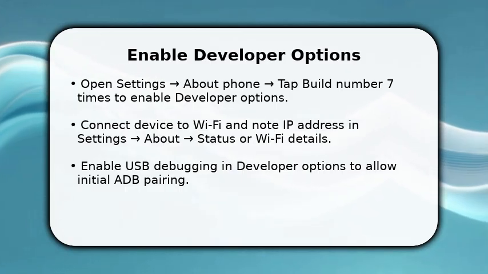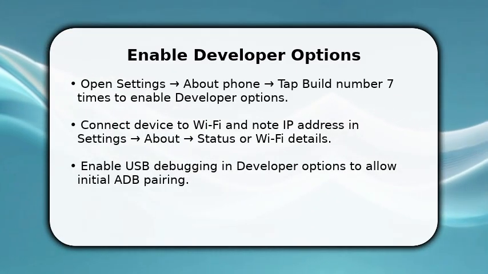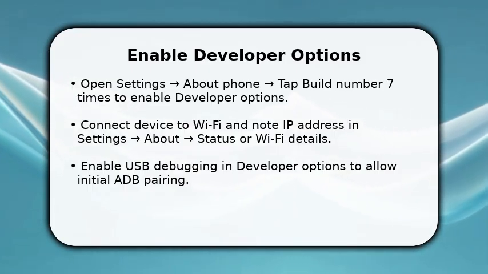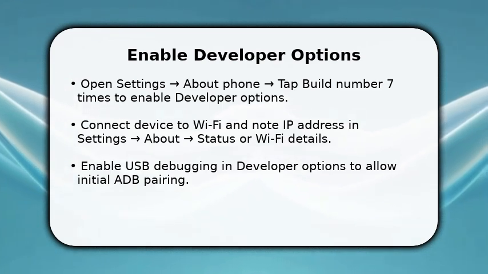Also, make sure the phone and your computer share the same Wi-Fi network and record the device IP address from Wi-Fi details. This IP is how ADB will later reach your phone over the network. These steps are essential because wireless debugging requires an authorized ADB setup.